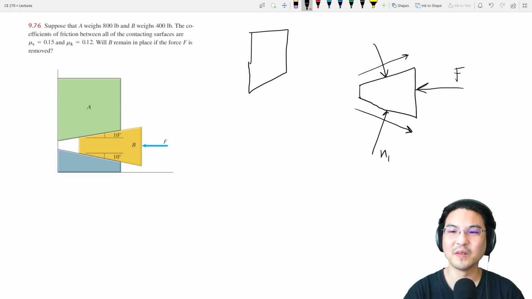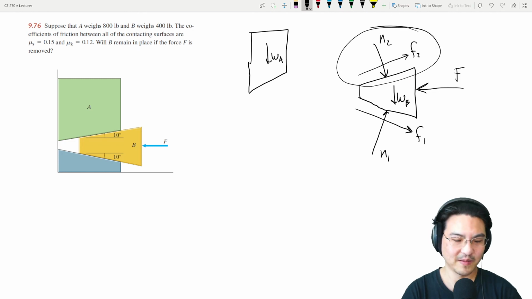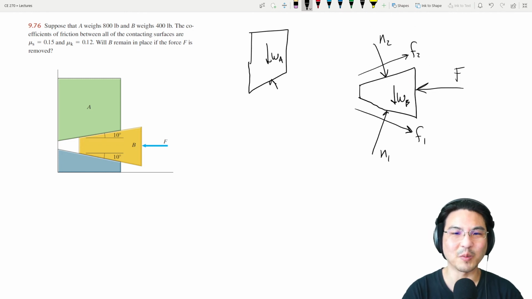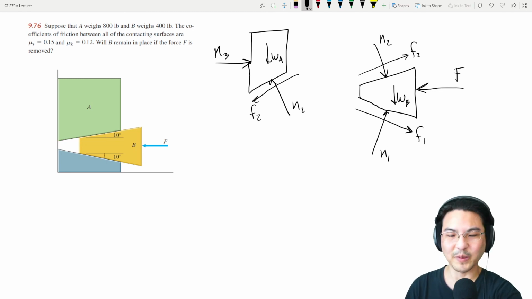Let me just label these. Okay, and then this, and then block B has weight. And then block A has weight. And then right here, Newton's third law, equal and opposite. There's a normal force from block B. There's friction because block B is sliding potentially toward the left. And what else? Oh, it's in contact with the wall here. Okay, and then that's pretty much it for this one.